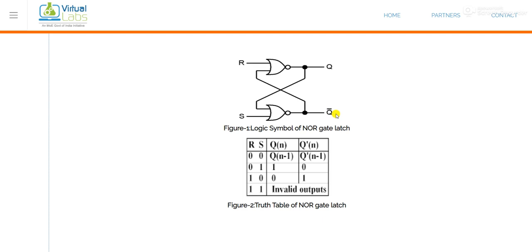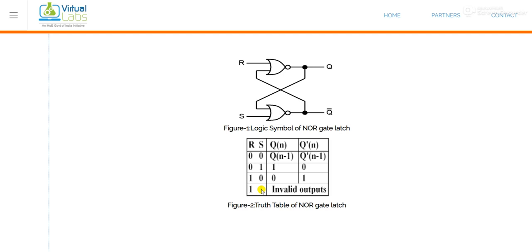So at the same time q is 0 and q bar is also 0. That is not possible because they are complement. If q equal to 1, then q bar must be 0, and if q equal to 0, then q bar will be 1. Okay, so this is the invalid condition for r equal to 1 and s equal to 1. We will solve this problem with the help of another flip-flop.